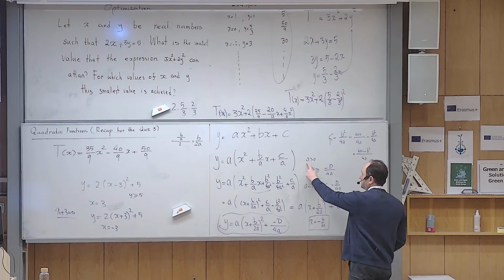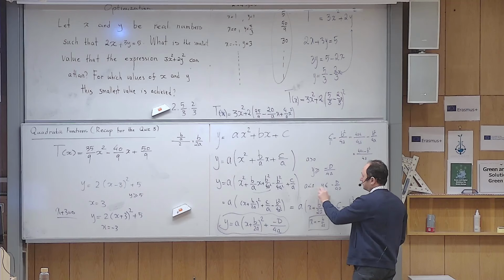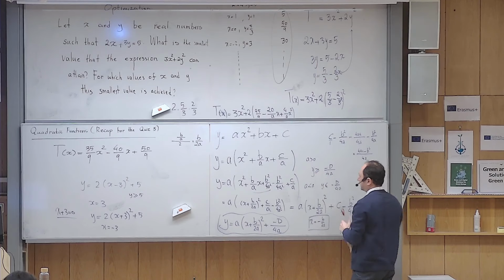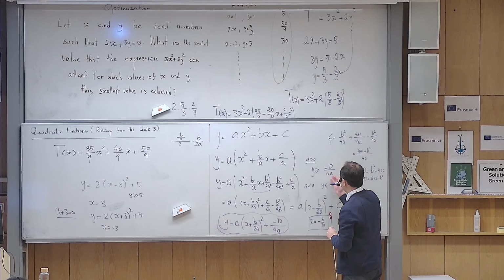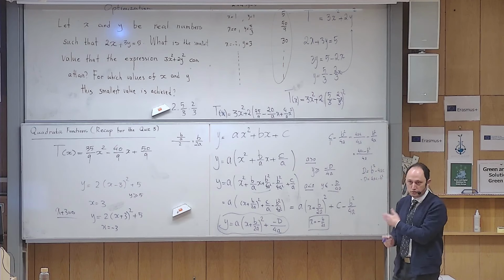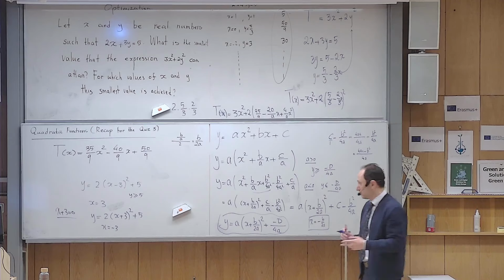If a is positive, y has a minimum value. If a is negative, y has a maximum value. This is the maximum possible value for y, because y is less than or equal to this. This is the minimum value for y. When a is positive, minimum occurs. When a is negative, maximum occurs. That is the proof. You don't need to memorize anything if you know mathematics.